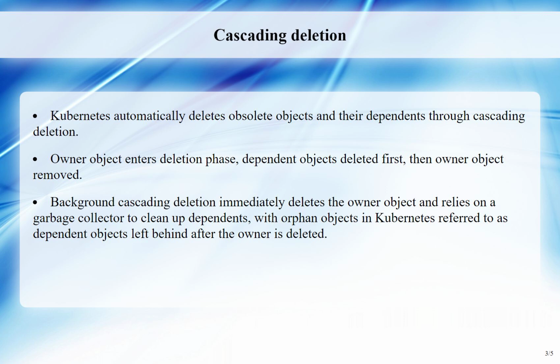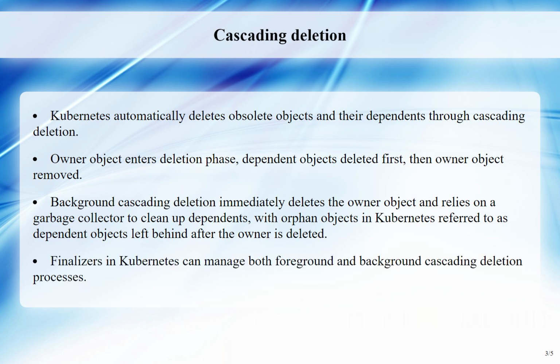If dependent objects are left behind after the owner is deleted, they are referred to as orphan objects by Kubernetes. By default, Kubernetes deletes these dependent objects, but there are ways to override this behavior if needed. Both foreground and background cascading deletion processes can be managed using finalizers in Kubernetes.